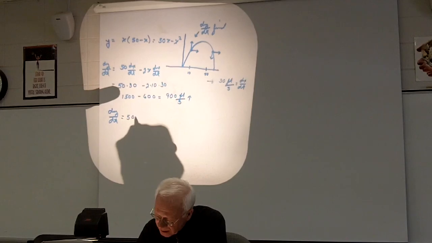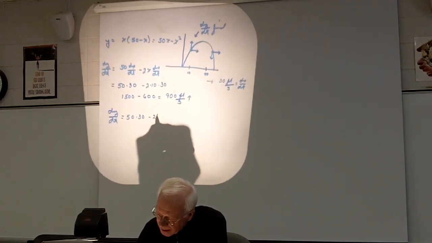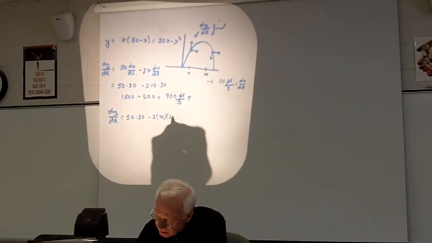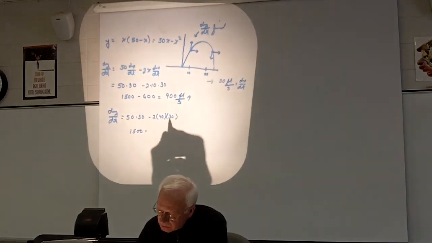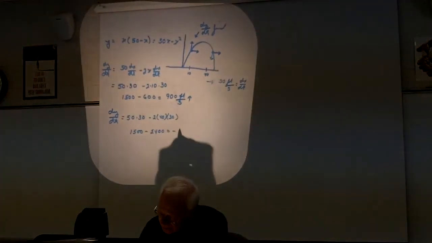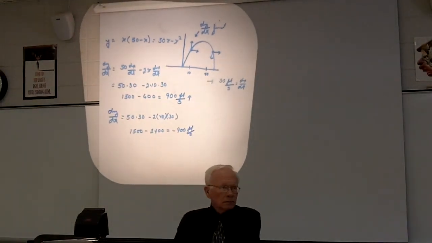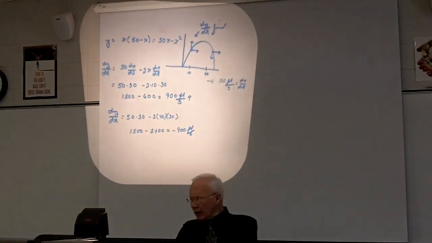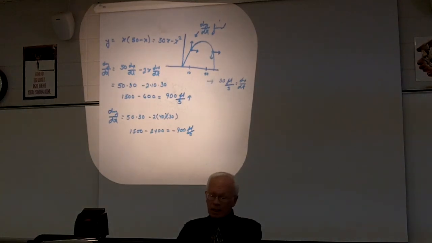This is still going to be 50 times 30. That hasn't changed. Minus 20 times 40 times 30, which gives me 1,500 minus 2,400, which equals a negative 900, and then using your units, feet per second. Is that cool? Not hard, and I hope very descriptive of what we can do with this. Okay? Any questions about that?